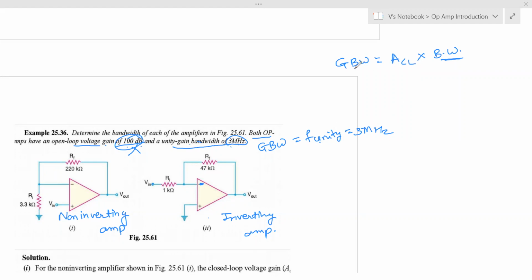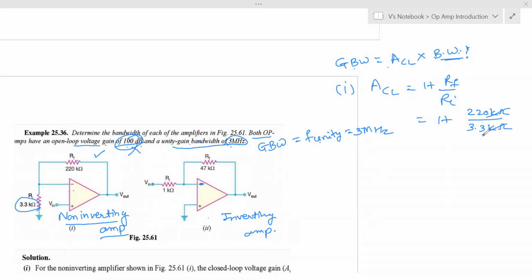And we have formula GBW equal to gain multiplied by bandwidth. Bandwidth we have to calculate. Gain we can calculate from these circuits, right? That's why we need to know which amplifier that is. So इसका formula क्या है? First diagram का ACL equal to non inverting है 1 plus RF upon RI. Okay, RF कितना है यहाँ? 220 किलो ओम. RI कितना है? 3.3 किलो ओम. Okay, kilo will be cancelled.